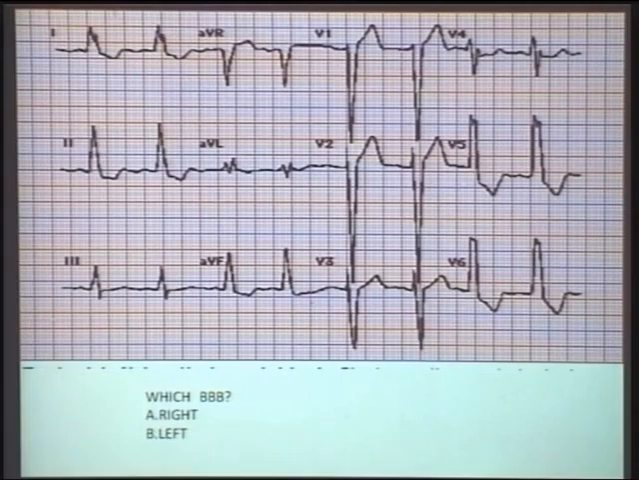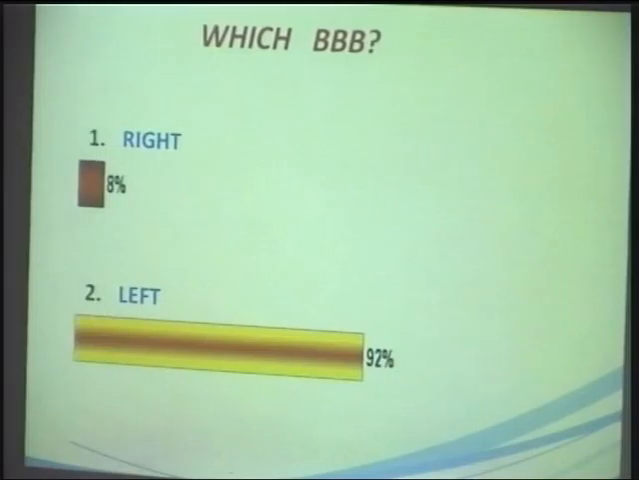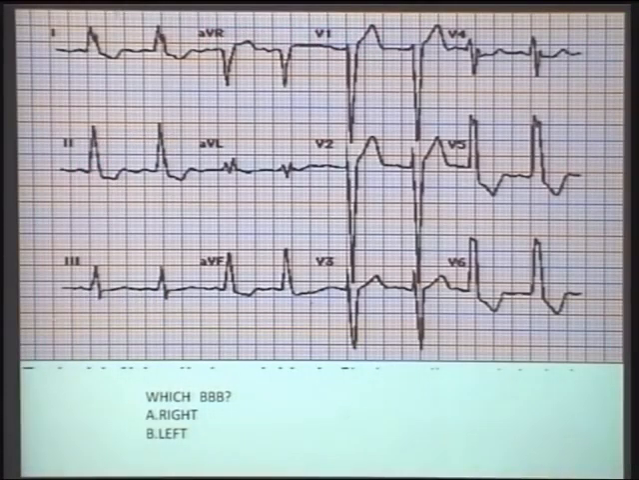This ECG, which bundle branch block? Right, left? Yes. Right to left confusion.